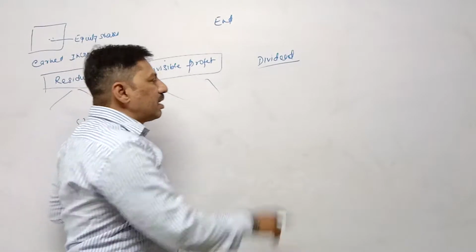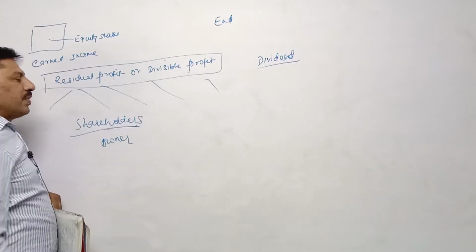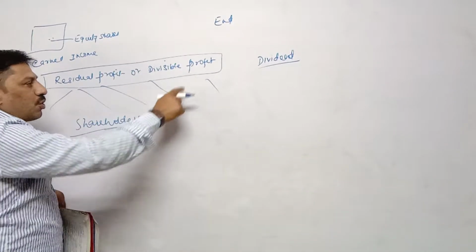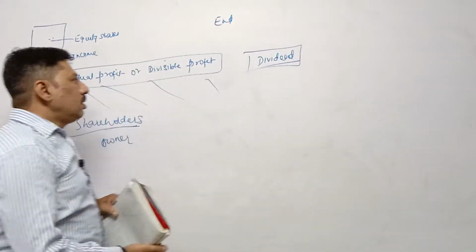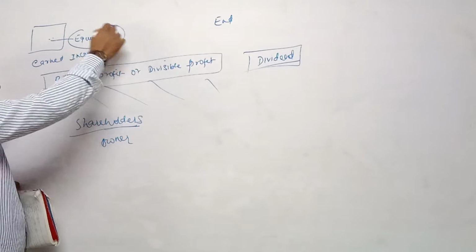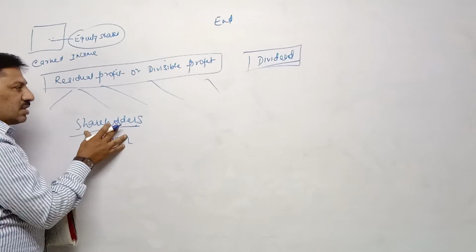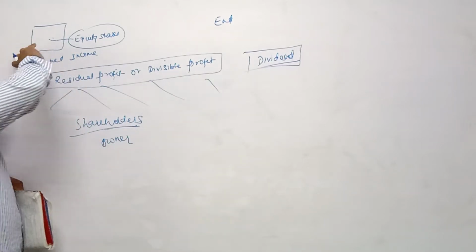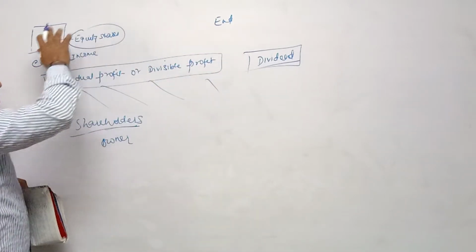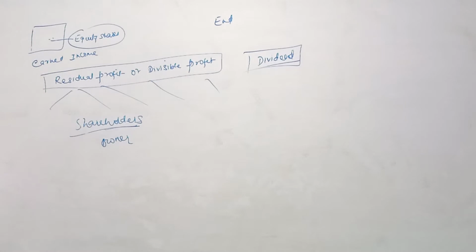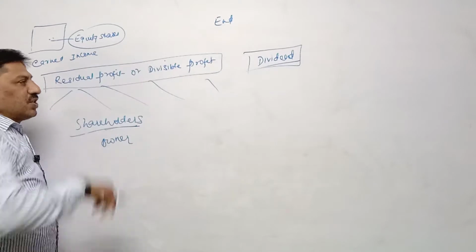One line definition of dividend: the part of the profit, the part of residual or divisible profit, which is distributed among all shareholders, is called dividend. Now, what is the definition of equity share? It depends on investors whether they want to purchase equity shares or preference shares. It depends upon their nature and characteristics, and according to these we can distinguish between equity share and preference share.